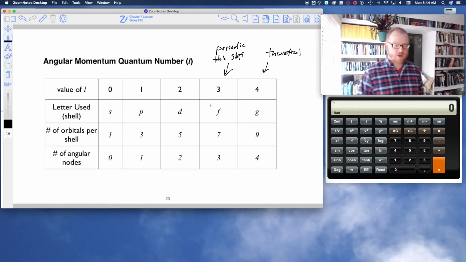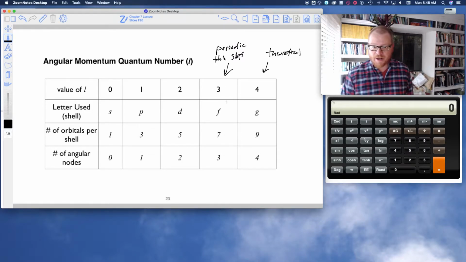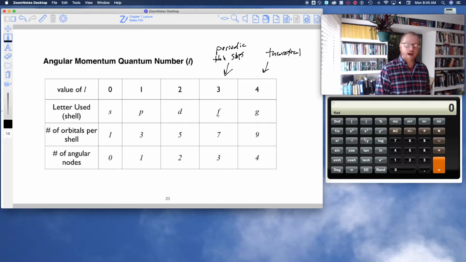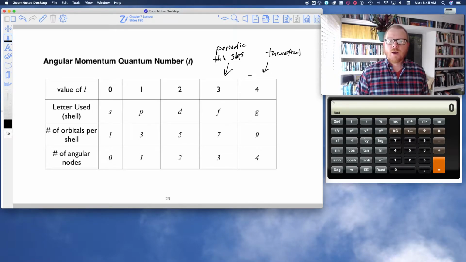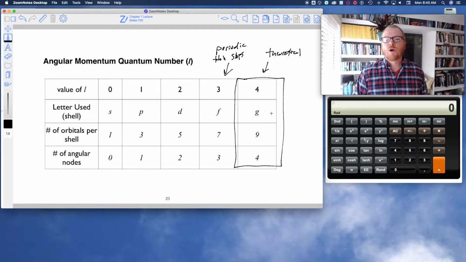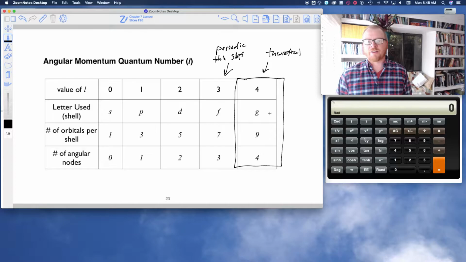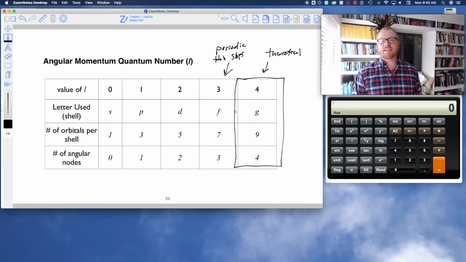So what do all these mean? Well, when L is 0, we often use the letter S. We use the letter P for L equal to 1, D for 2, F for 3, and because that's where the periodic table stops, what people decided the next logical thing to do would be to go in alphabetical order. So G, H, I, J, K, etc. But we're not there yet because technically we only have S, P, D, and F.